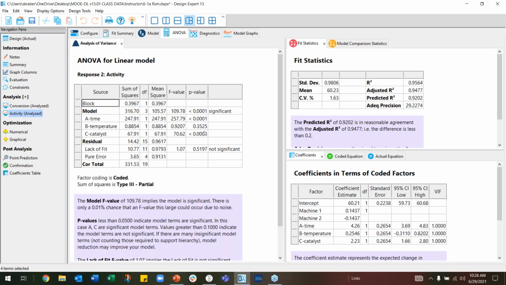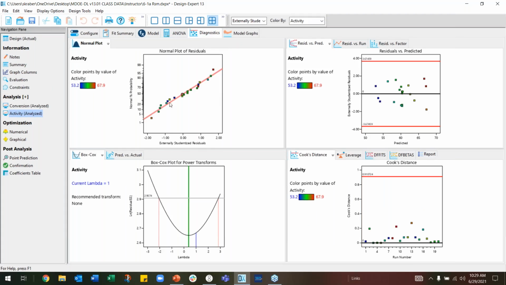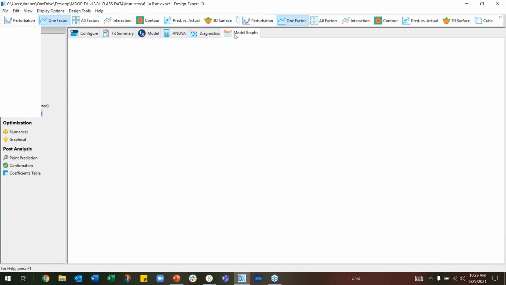And again, A and C are the important terms. B is not important. And lack of fit is not significant, which is good. Adjusted and predicted R-squareds are even higher, 0.9s. That is awesome. The diagnostics show a nice straight line. It has constant variance, no expanding variation, and no trends on the run chart. So all the diagnostics are good. And again, we have no recommended transformation.